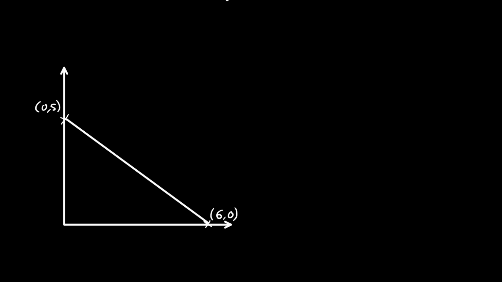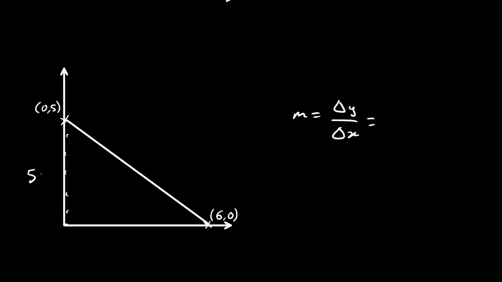So here we've got another line. Same thing again, our gradient is our change in y divided by our change in x. So let's look at what our change in y actually is. We're moving from 0 to 5, so it's 5 minus 0, which is 5. That's our change in y. What about our change in x? Well, we're moving from 6 to 0, so it's going to be 0 minus 6, which is -6. So that has a gradient of -5/6.